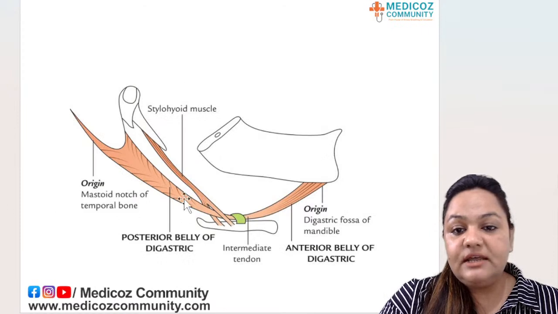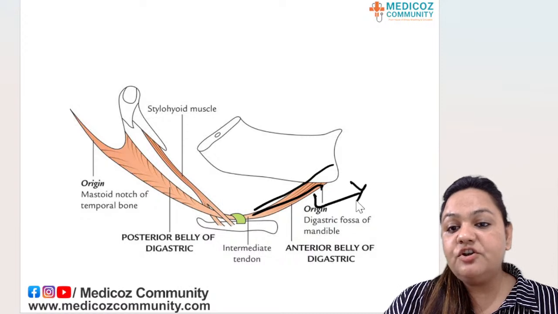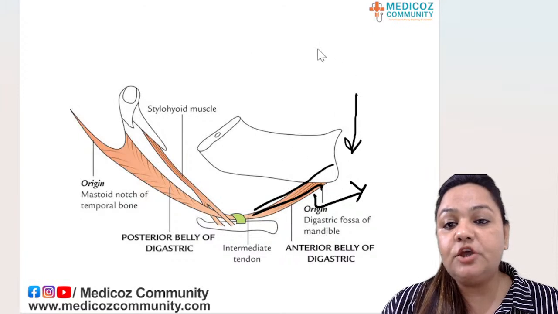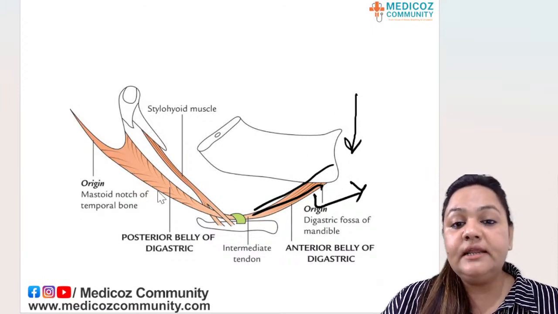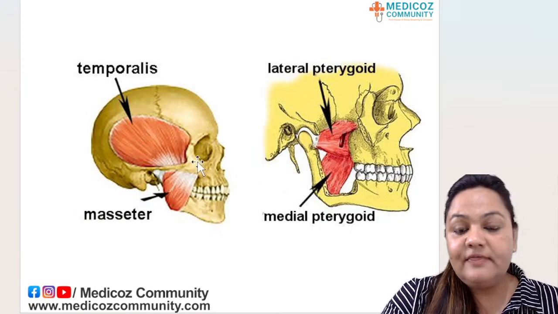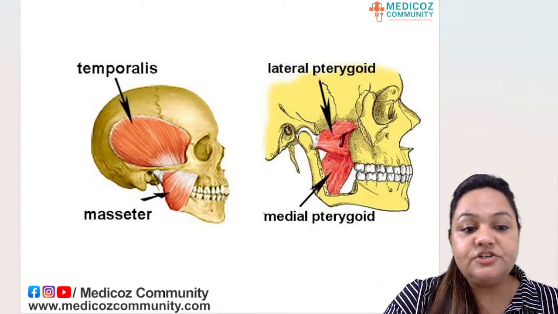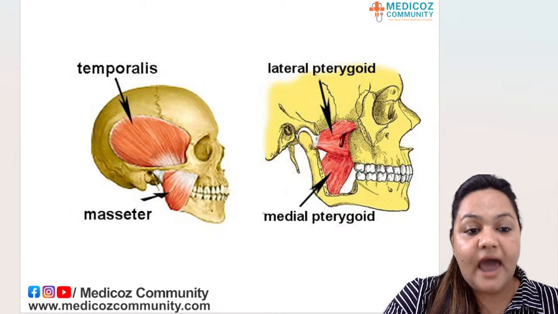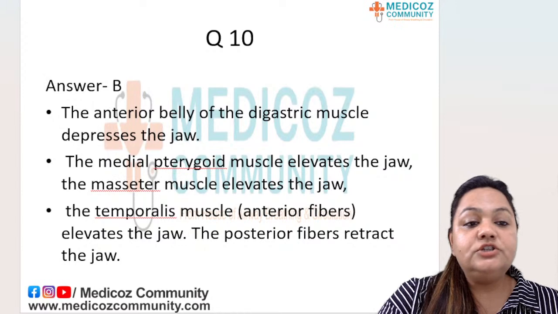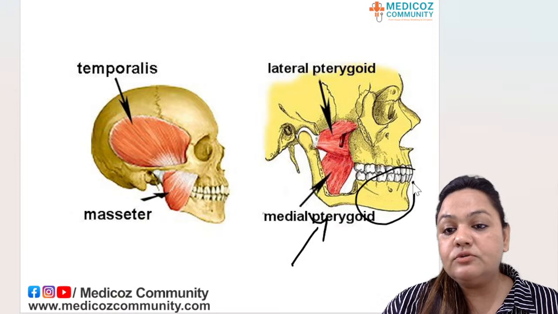So here we have a muscle. What is the name of this muscle? Anterior belly of digastric. And the action of the anterior belly of the digastric is depression of the mandible, which helps in the opening of the mouth. So the anterior belly of digastric is out from the options. Then we have the other options: the medial pterygoid, temporalis, and lateral pterygoid. Here you can see the action of medial pterygoid and temporalis muscle. The medial pterygoid elevates the jaw, which means it helps in closing your mouth.